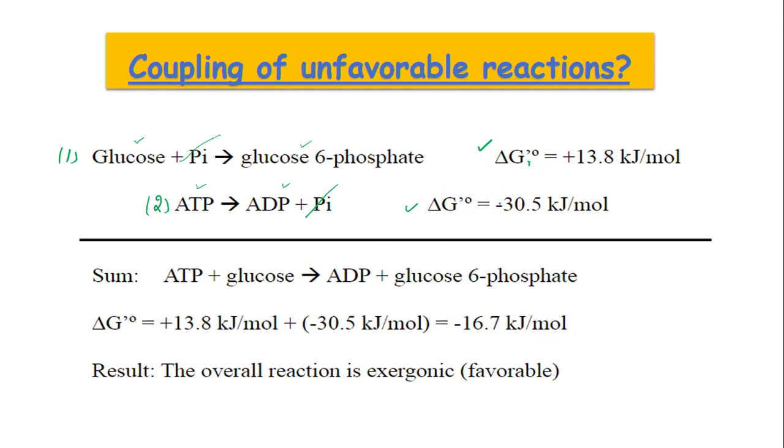which indicates that hydrolysis of ATP, by releasing 30.5 kilojoule per mole of energy, is providing 13.8 kilojoule per mole of energy to this particular reaction and making it favorable. And still, an extra 16.7 kilojoule per mole of energy is being released. It means after coupling, this chemical reaction is still favorable and spontaneous. So this is the principle of energy coupling inside living organisms.